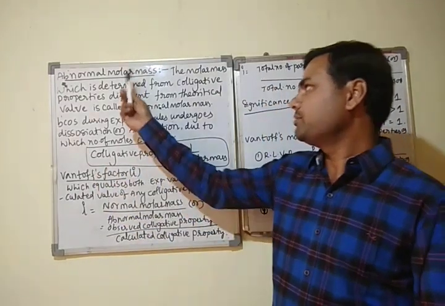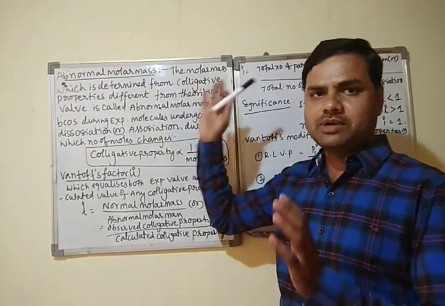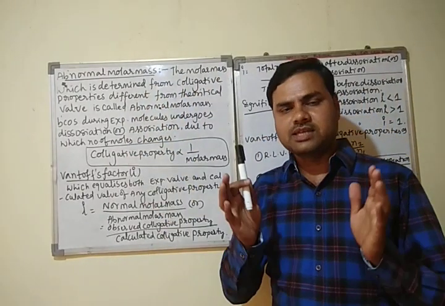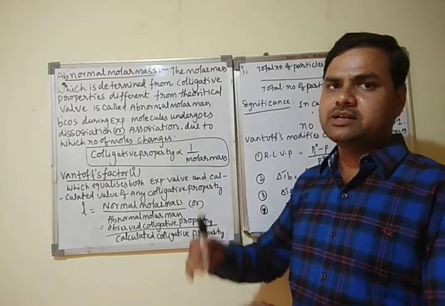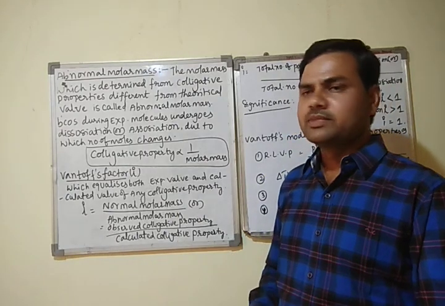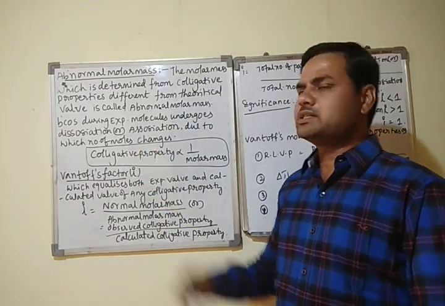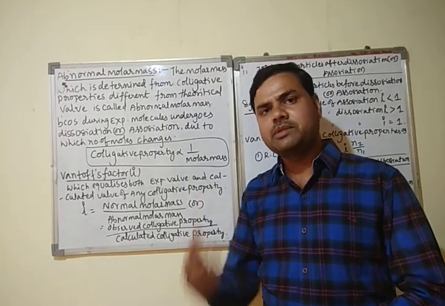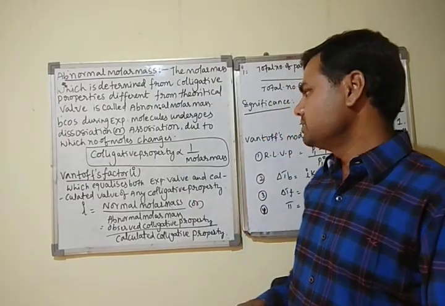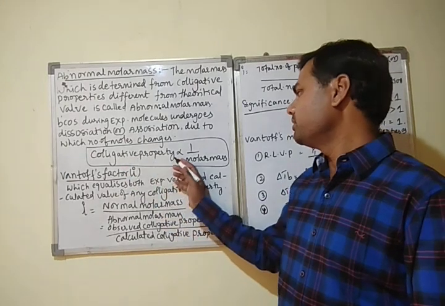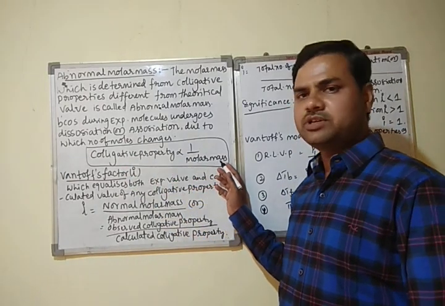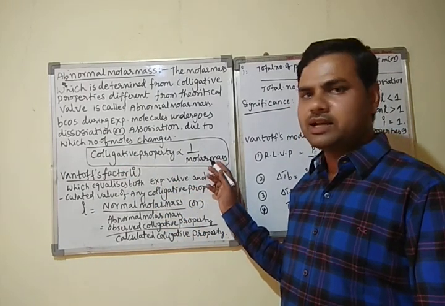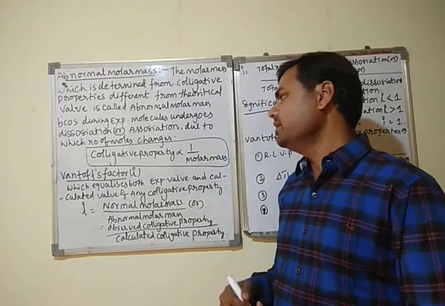Therefore, the abnormal molar mass is the molar mass calculated from the colligative property which is not equal to the theoretical value. The reason is that during the experiment, the molecules may be involved in dissociation or association. Colligative property is always inversely proportional to the molar mass. As the molar mass increases, the colligative property decreases.